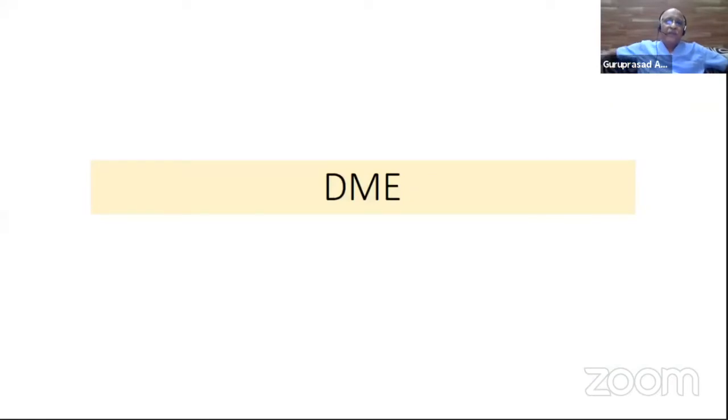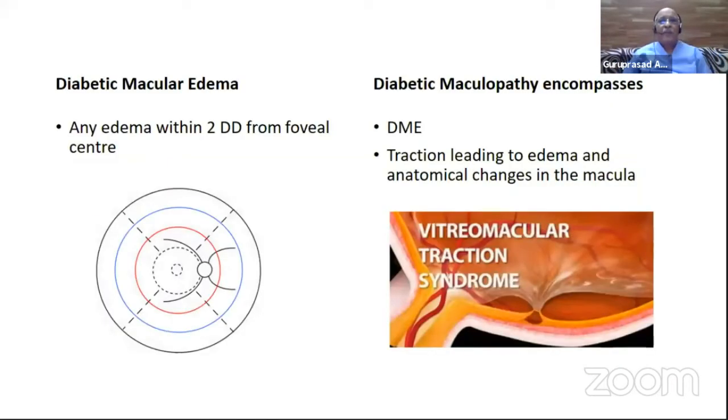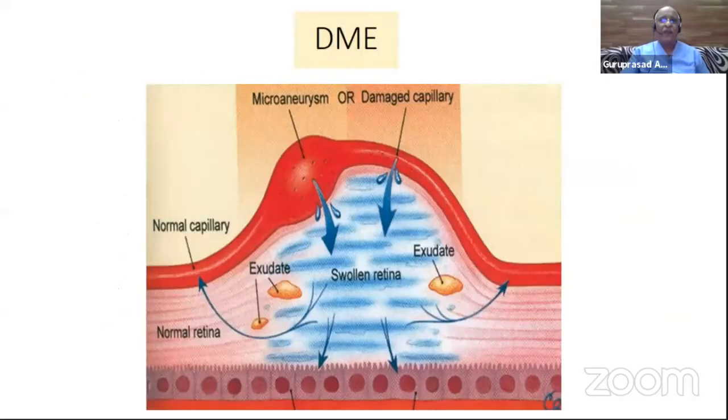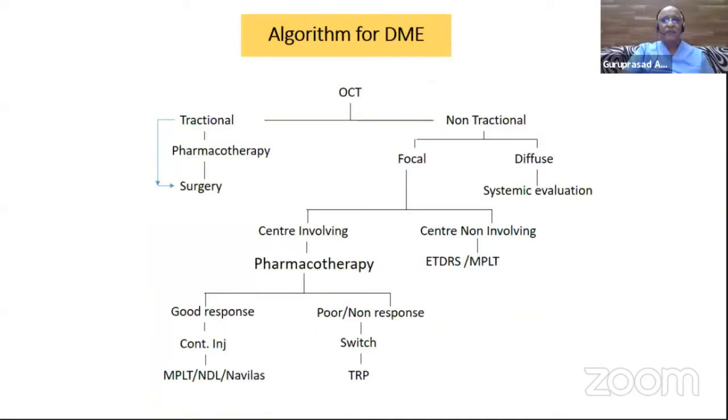Coming to DME: diabetic maculopathy is a broader term, and DME is, I think, a narrower term. DME is any edema within 2 disc diameters from the foveal center, whereas diabetic maculopathy encompasses both DME and the edema caused by traction and the anatomical changes in the macula that occur due to traction. This is my favorite slide, which shows how damage to the capillaries by loss of pericytes can result in leakage from the damaged capillaries and microaneurysms, resulting in swelling of the retina and exudate formation within the intraretinal layers.